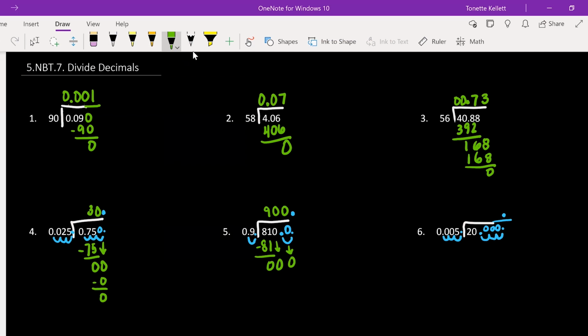5 can go into 20 4 times. Then over these zeros, I can do 5 goes into 0, 0 times, 0, 0 times, 0, 0 times. You get 4,000 for your answer.